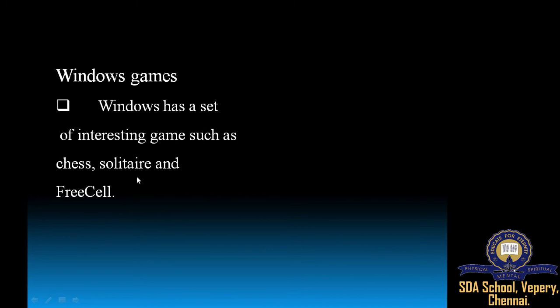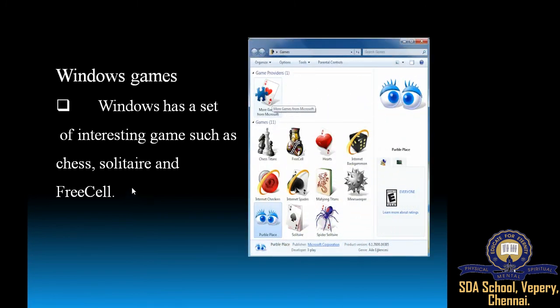This is the Windows games window. These are the games: chess, free cell, internet programming, Minesweeper. These are the games available in Windows games. In Windows 7, these are the games available.